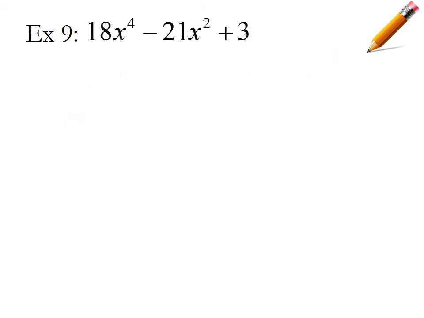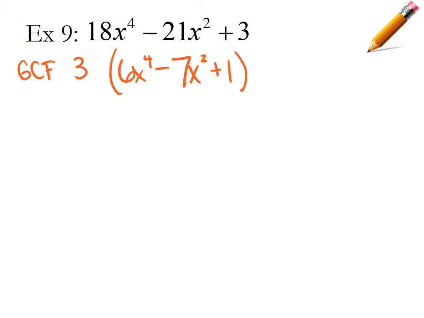All right, let's take a moment to jot down example 9. First thing, do we have a GCF? I do. I have a GCF of 3. If I divide out a 3, I have a 6x to the 4th minus 7x squared plus 1. I have a trinomial, so I'm going to use AC method. A times C and B goes on bottom.